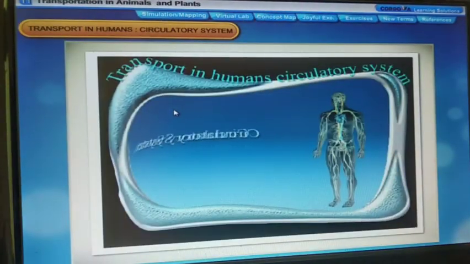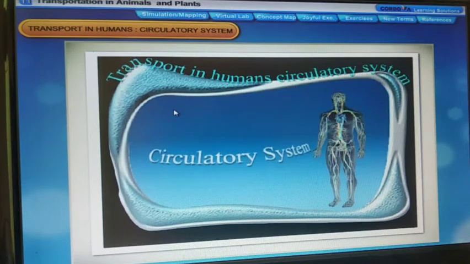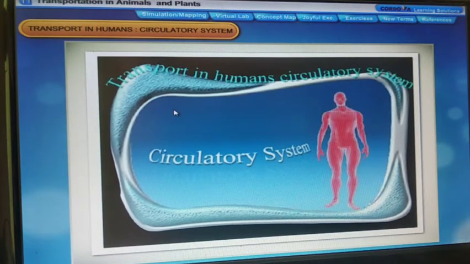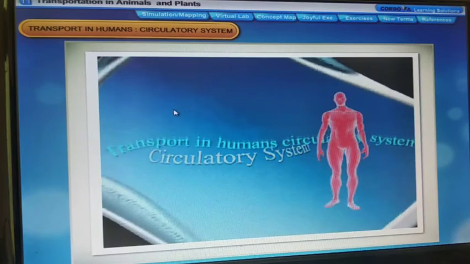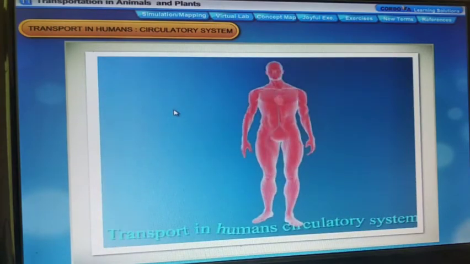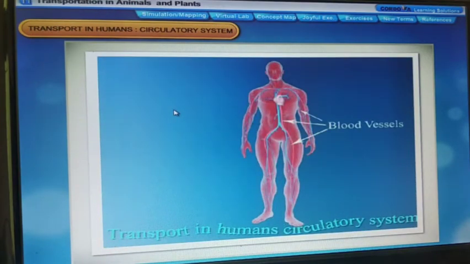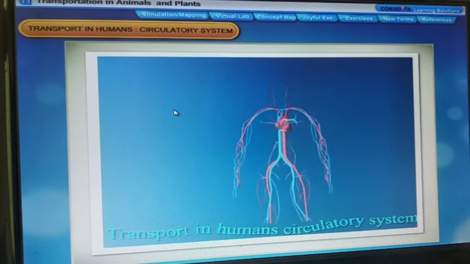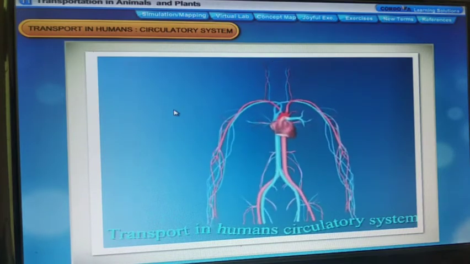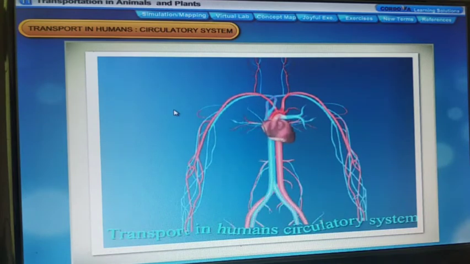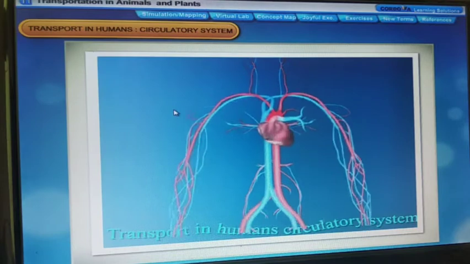Transport in humans. Circulatory system. The human circulatory system consists of blood, vessels, and heart. Blood is a red-colored fluid which flows in the blood vessels to each part of the body. An average adult person has 5 to 6 liters of blood.